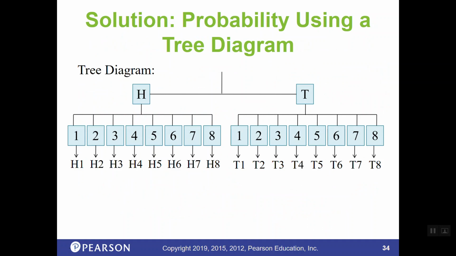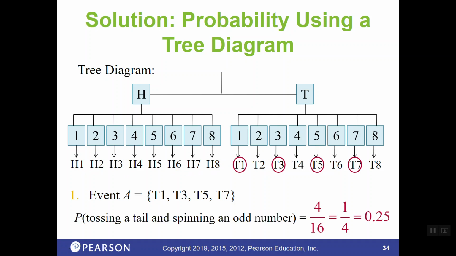So this is a tree diagram. These are all the choices because the spinner has 8 numbers. You can get the head followed by spinning a 1, a 2, a 3, all the way to 8. Tails 1 through 8. So if you were choosing everything, this is the sample space. So event A only wants the tails and the 1, 3, 5, and 7. So that is event A. There are only 4 outcomes for what you are specifically looking for in event A.